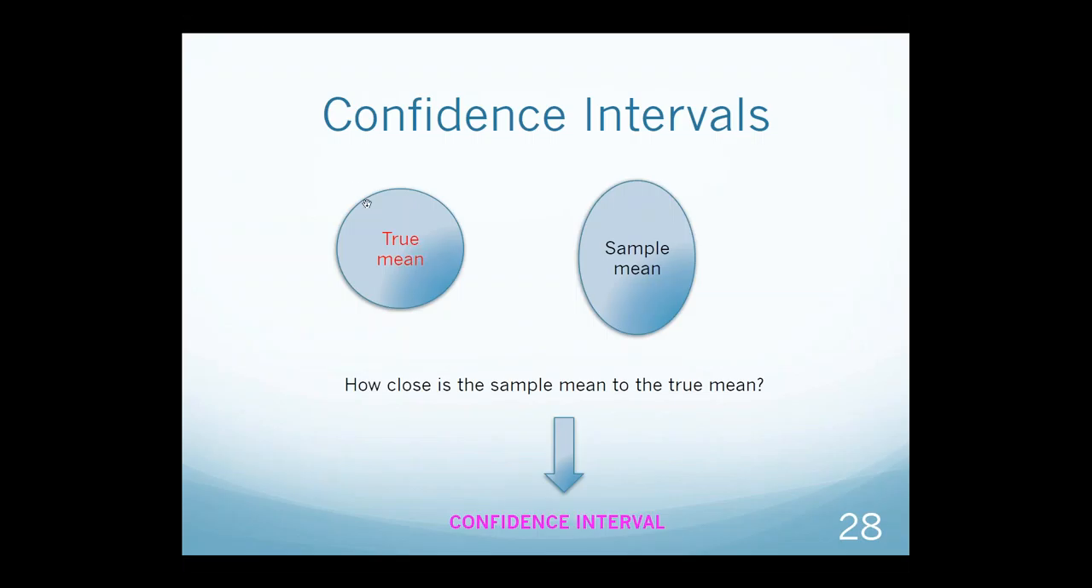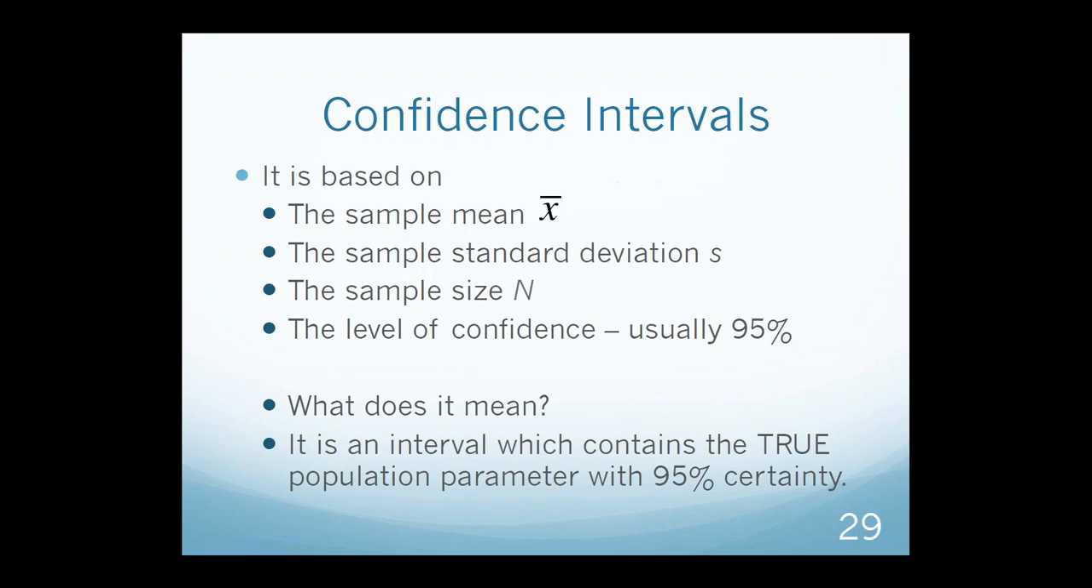Confidence intervals. Again, we have a true mean that we will never be able to measure, right? And we have a sample mean that we can measure. They are not exactly the same, they are different, but we want them as close as possible. So how close is the sample mean to the true mean? To measure this, we use confidence intervals. It is based on sample mean, sample standard deviation, and sample size. Also the level of confidence, which depends on you. If you want to be 95% sure, or 99% sure, or 90% sure, then you decide your level of confidence. Usually we use 95% as a confidence limit, right?